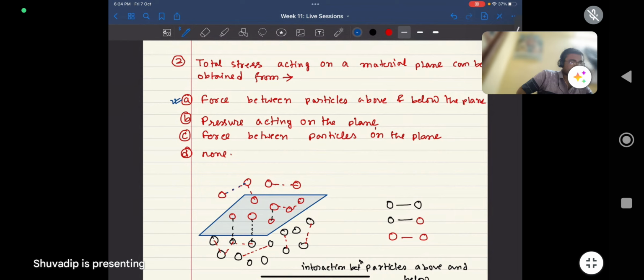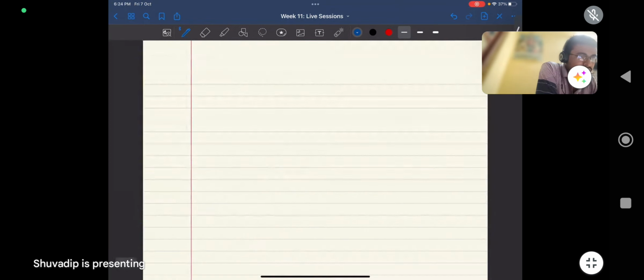Okay, so total stress acting on a material plane like this blue plane can be obtained from force between particles above and below the plane. Let us move to the next question, question number 3.